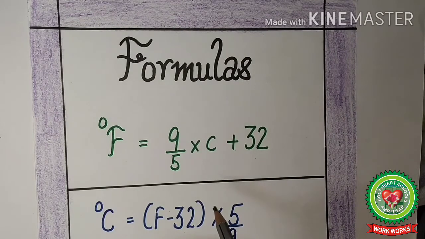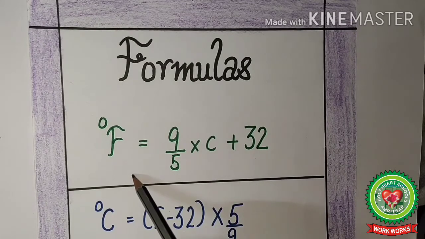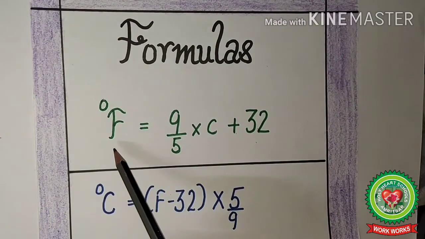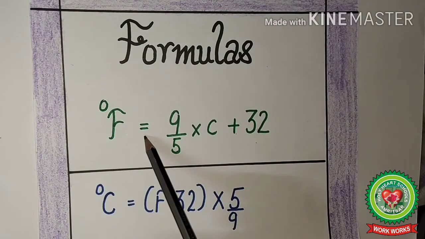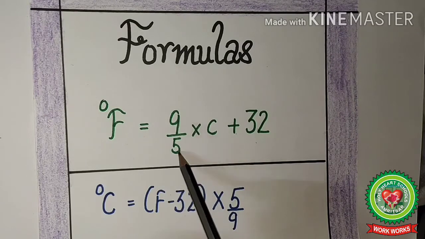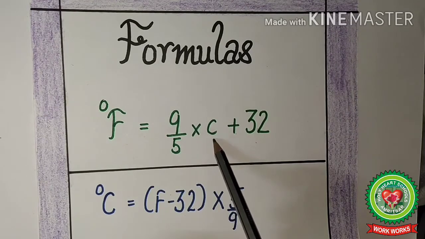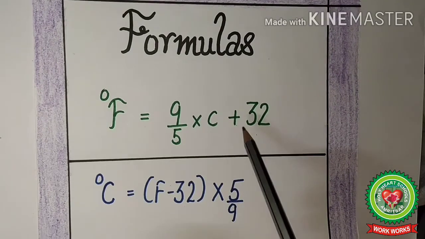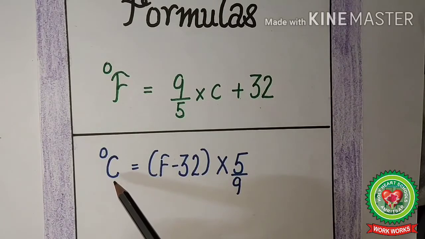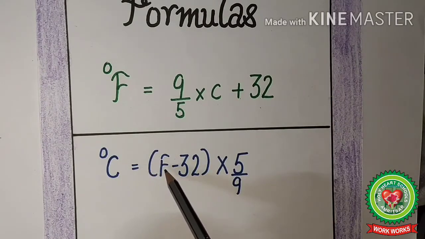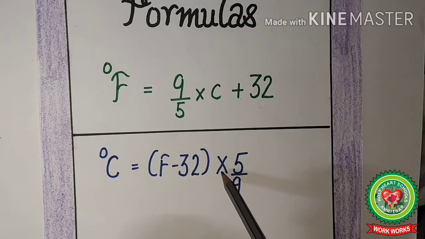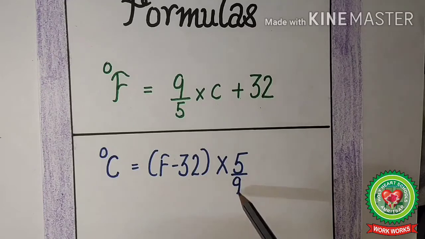Now we have two formulas to convert Fahrenheit scale to Celsius scale and Celsius scale to Fahrenheit scale. The first formula is Fahrenheit, that is equal to 9 upon 5 multiply Celsius plus 32, and the Celsius formula is bracket start F minus 32 bracket close multiply 5 upon 9.